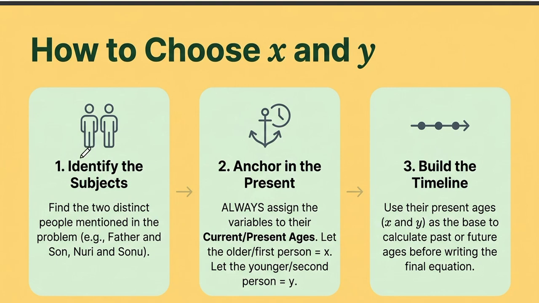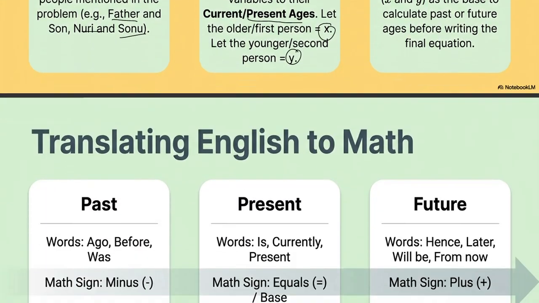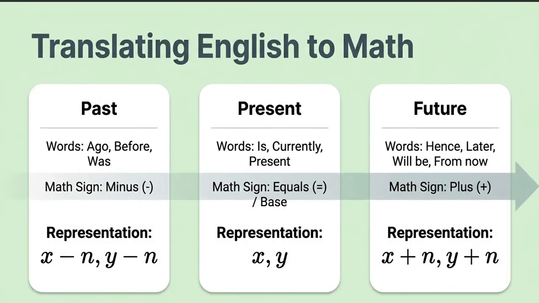So the first step is identify the objects. Okay, what persons are given? Father, son, daughter. Second step is always choose the present age as x and y of the two persons. And the third step is build the equation and then solve by using elimination or substitution method. Okay. Look at some keywords that we have to use at the time of solving the questions.